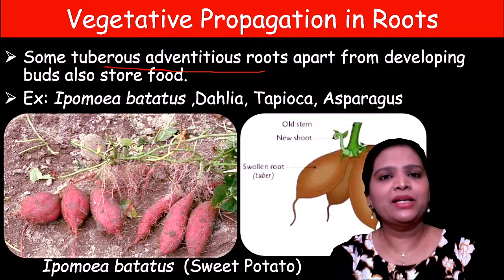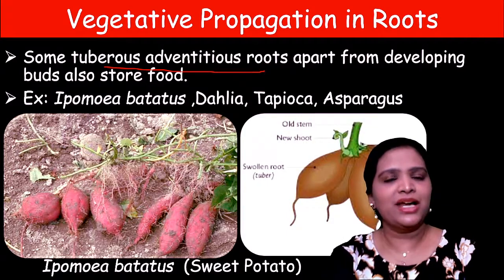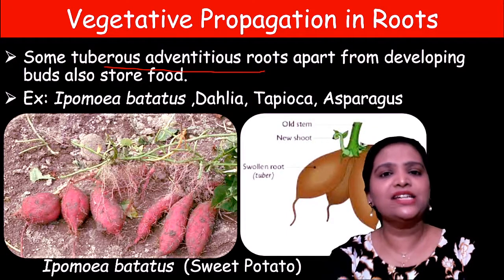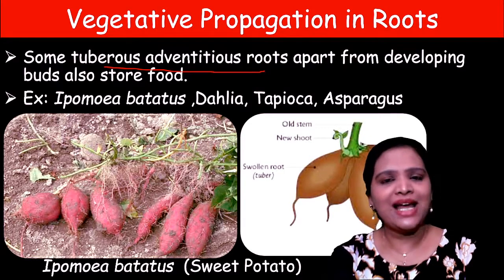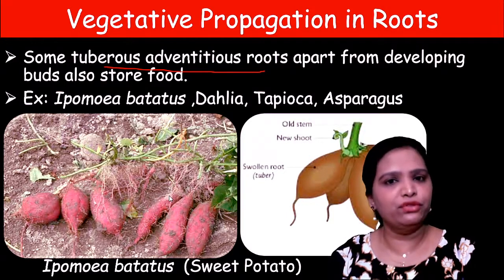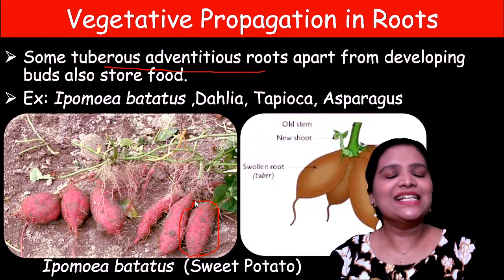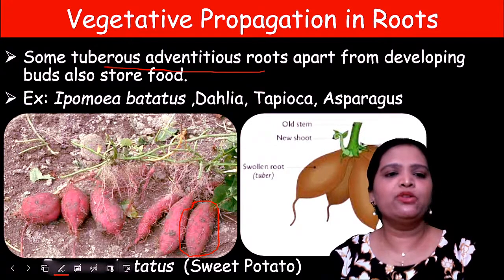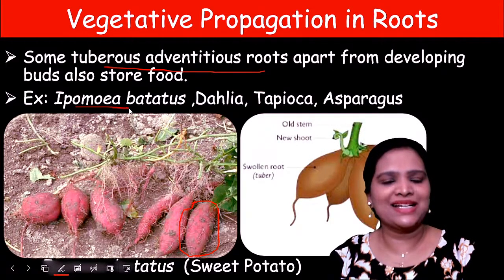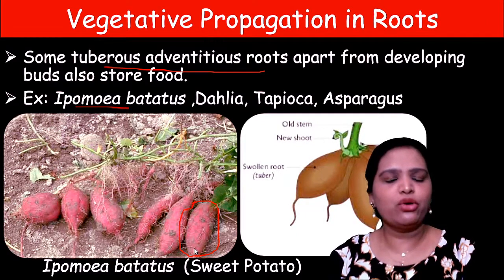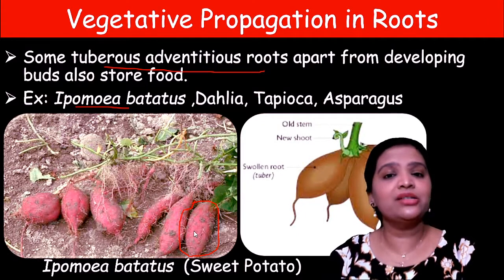Okay, so for example, in the stem modification we have studied bulbs like this. Okay, corms, rhizomes like this. So what are those modifications? They store their food materials. Okay, so like this, in some plants these tuberous roots store their food along with their adventitious root system. Okay, so a particular famous example for this is sweet potato. So the biological name for sweet potato is Ipomoea batatas. Okay, so this is the sweet potato root. This root is an adventitious tuberous root.